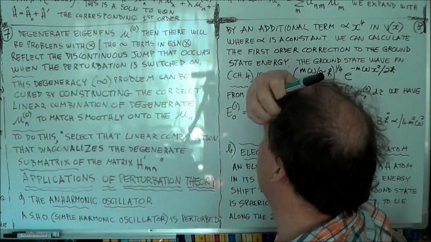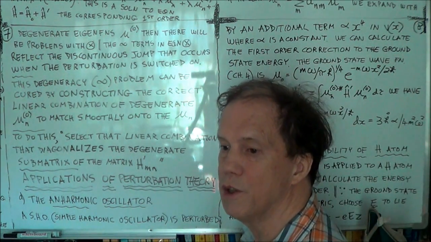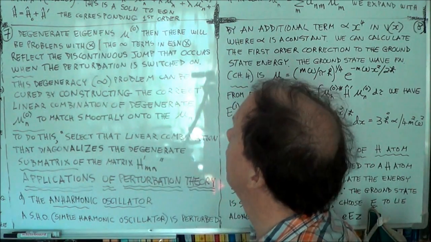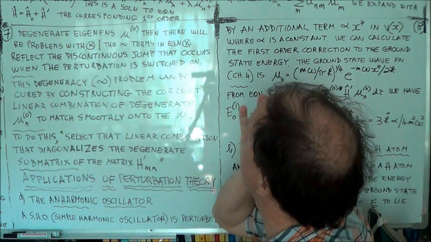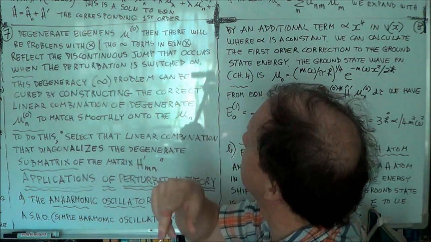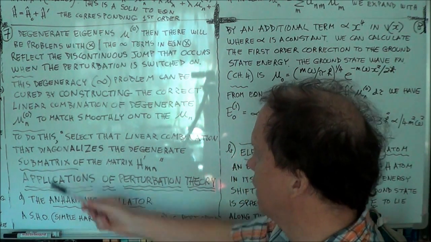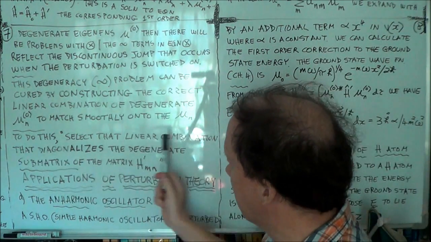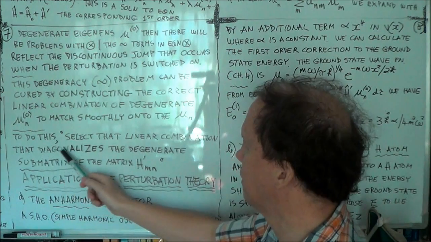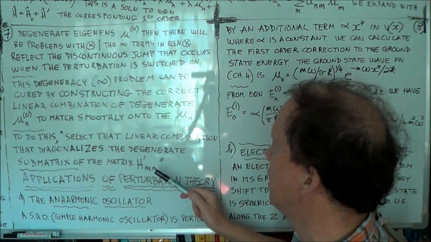Now if you go to the previous session, we had an expression for the first order correction to the eigenfunctions, the UN1, and they involved the sum of H'MN divided by EN naught minus EM naught. Now I'm guessing from what you're saying here, select the linear combination, these are the degenerate eigenfunctions, right, that diagonalizes the degenerate submatrix of the matrix H'MN.